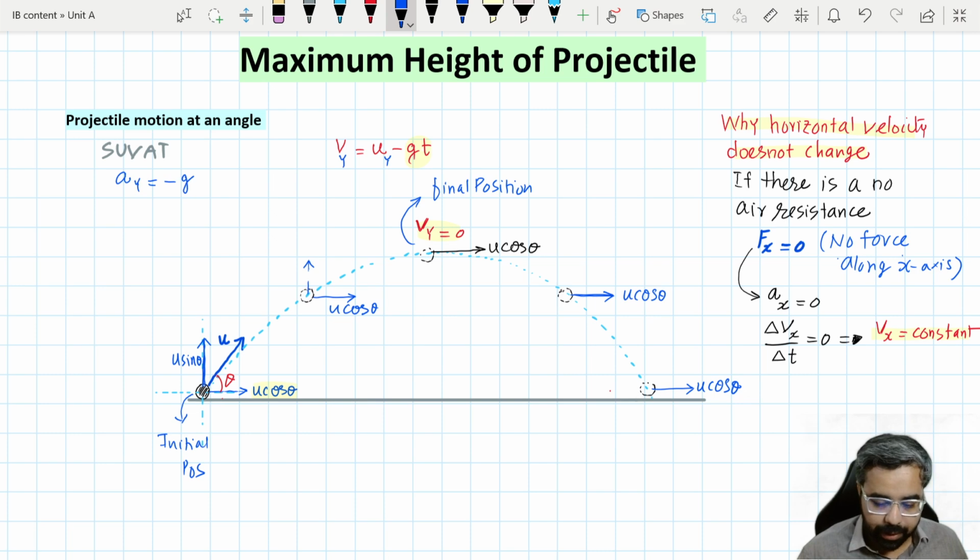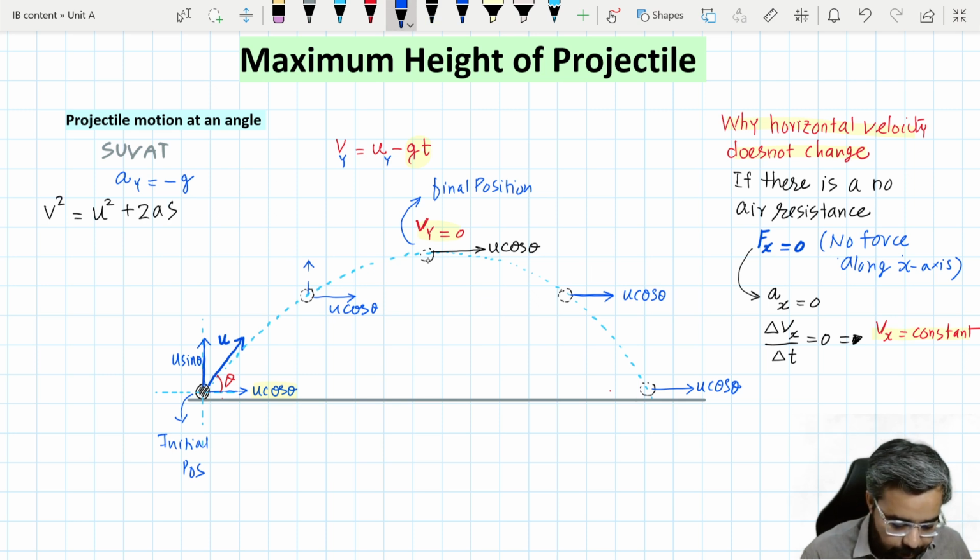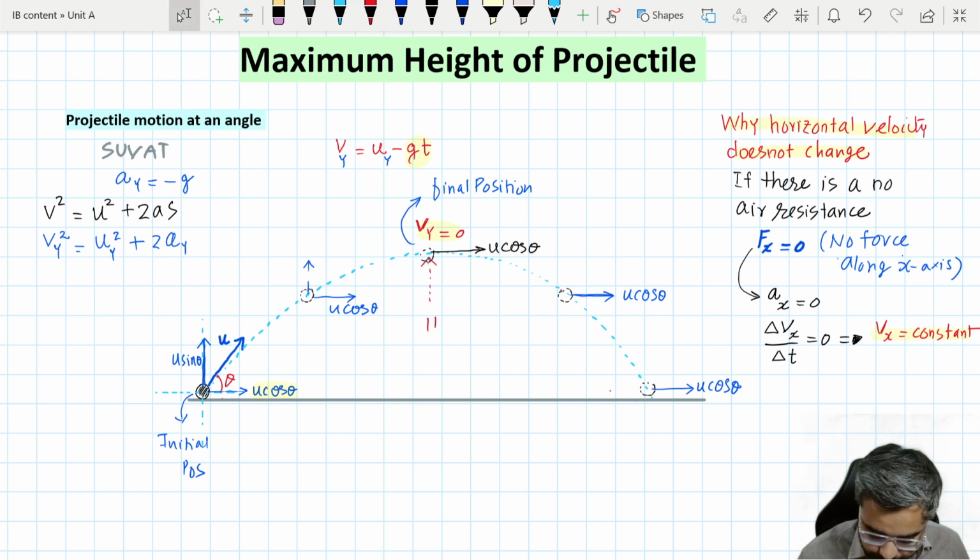Now to find the maximum vertical distance, what equation should we apply? We don't have knowledge of the time taken by the ball, so we are left with only one equation out of four. And what is that? That equation is v squared equals u squared plus 2as. Converting this equation for the y-component motion: vy squared equals uy squared plus 2 times the y-component of acceleration times the maximum distance covered. Let's say this is h, so I'm going to write h here.